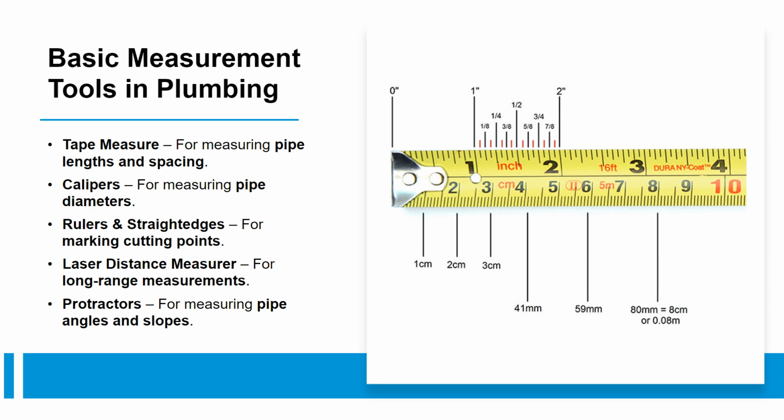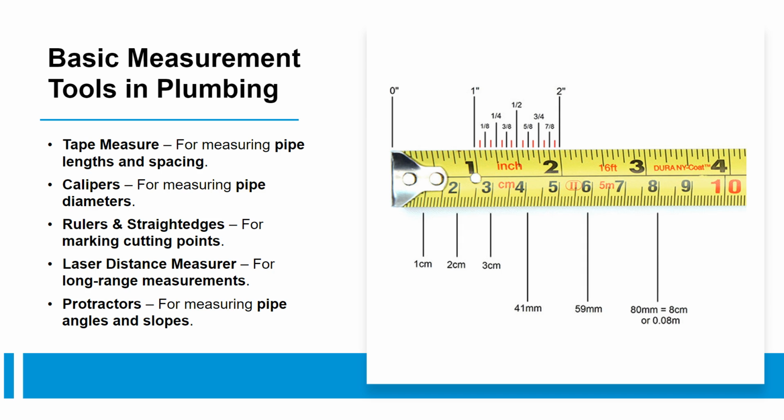Every great plumber has a toolbox, but what separates the ordinary from the excellent is knowing how to use each tool and why. Let's talk about the essential measurement tools you'll work with on almost every job. Tape measure. This is your best friend in plumbing. Use it to measure pipe lengths, distances between fittings, and wall clearances. A simple mistake in reading it can throw off an entire installation. Always pull it straight, keep it steady, and take your time.